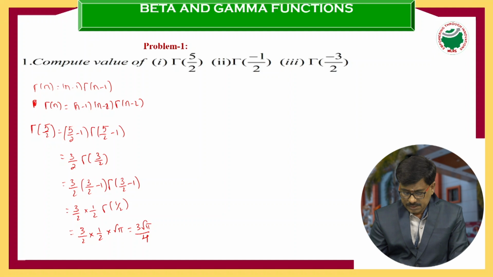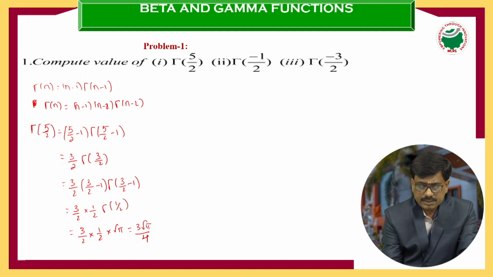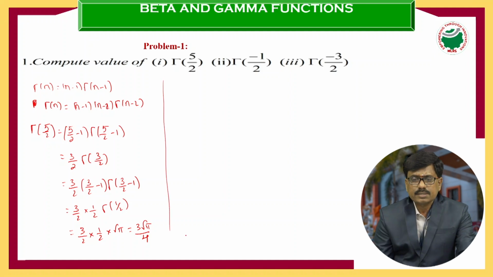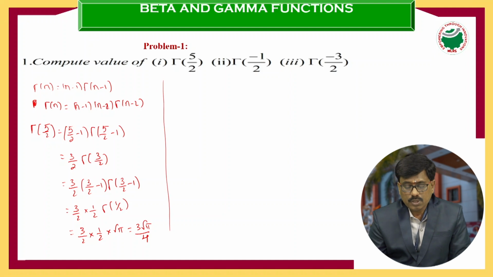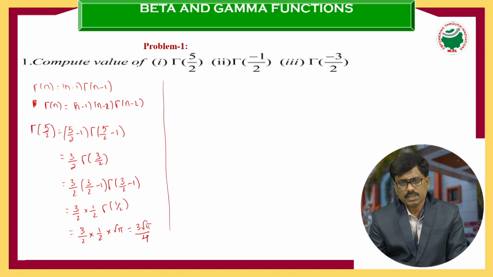This is the way to compute the values of the gamma function. We can follow a similar procedure to calculate gamma of 7 by 2. I can calculate gamma of 11 by 2. Like this, we can calculate whatever is related to the gamma functions.